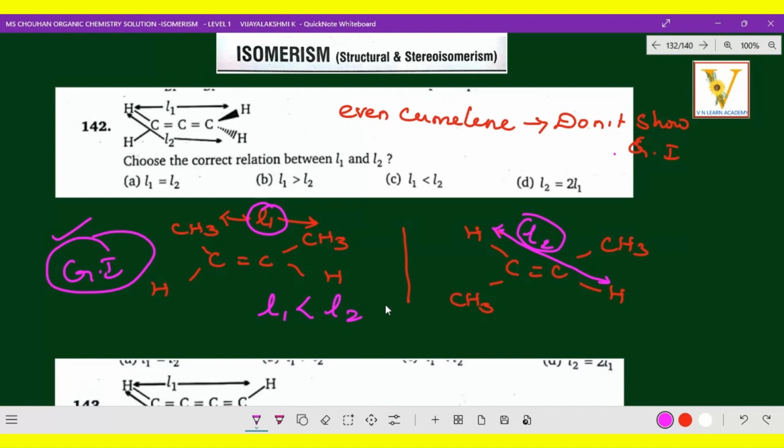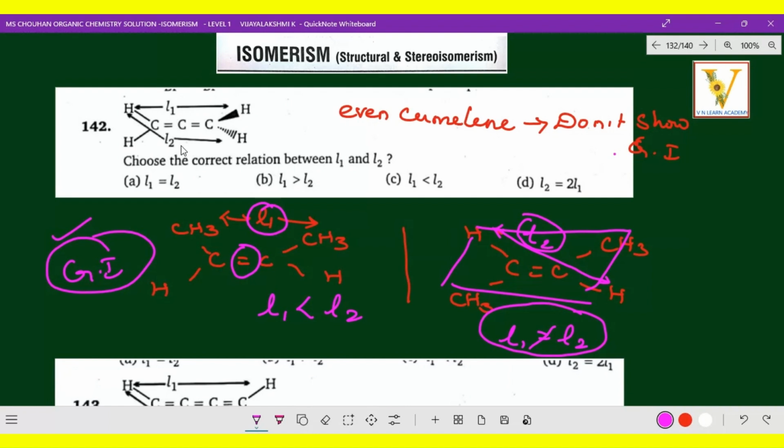That means L1 and L2 are not equal, because it can show geometrical isomerism, right? And one more thing, it's an odd cumulene, so 100% it can show geometrical isomerism. And one more thing, it's a planar molecule. Planar molecules can show geometrical isomerism, right? Now this even cumulene does not show geometrical isomerism, and it is not a proper planar molecule. Now L1 is equivalent to L2.